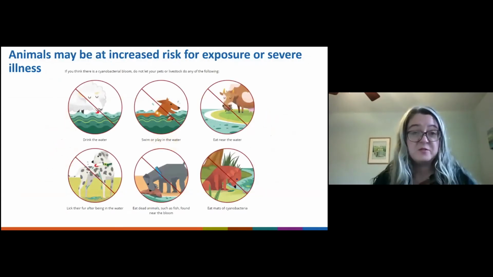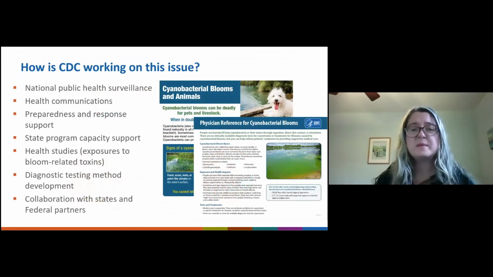Animals may be at increased risk of exposure or severe illness. Some of this might relate to physiology, but also to behavioral characteristics that differ from humans. Animal illnesses may serve as early indicators of a HAB or its severity, and also provide information about risks and health impacts of HABs. From a public health standpoint, there are still many questions about HAB exposures and the illnesses that they can cause. CDC works to mitigate and prevent HAB-associated illnesses in several ways.